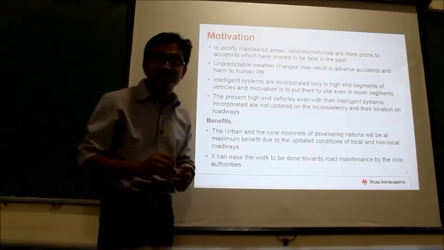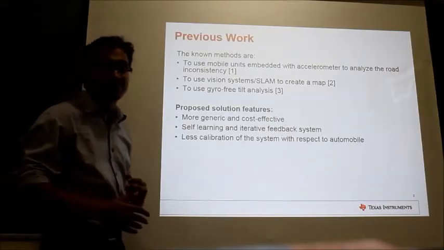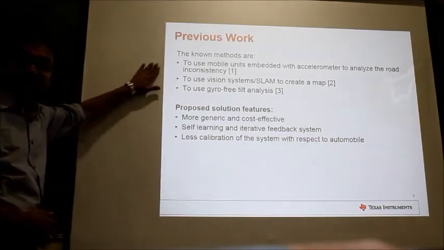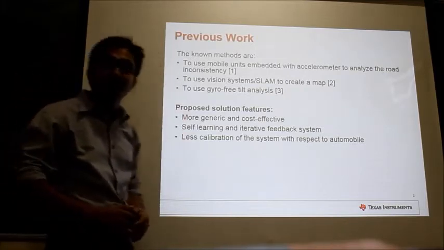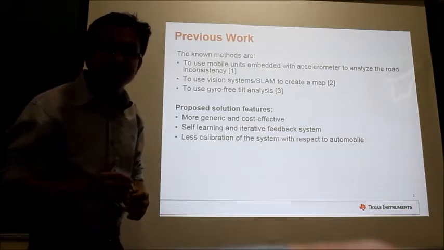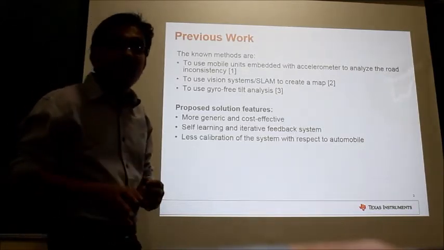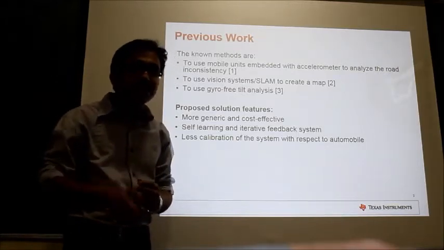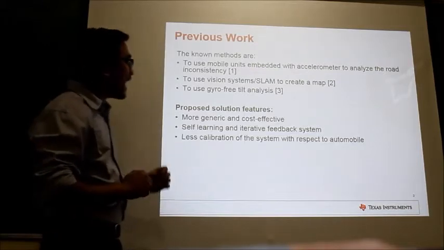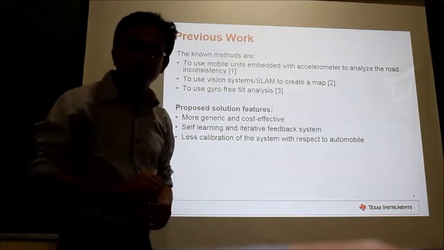the road inconsistencies. In the course of this project, we had to reference certain literature. The best known methods were these three. The most novel method was to use mobile units embedded with accelerometers. The second best method was to use vision systems like cameras, in specific OpenSLAM technology, to create the map of coordinates. And to act upon the cause, the study of gyro-free tri-axial analysis was also useful.